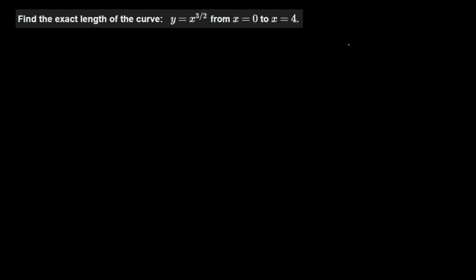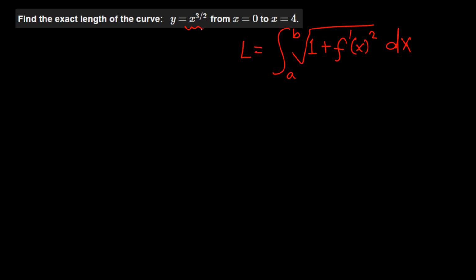All we have to do is find the derivative of the given curve, square it, and add 1, take the square root, and we need to integrate this with respect to x from a to b. So this is the arc length formula. So in this case, this is our function, and here is a and 4 is like b.